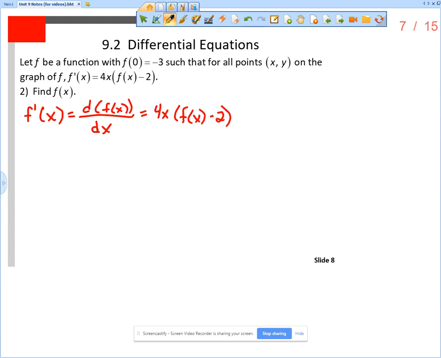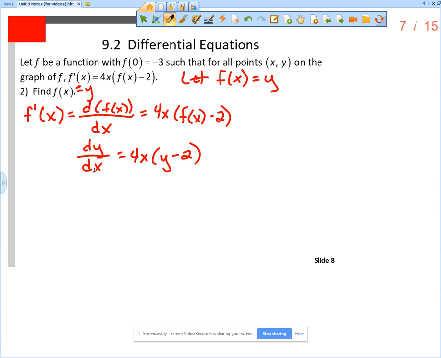Now, here's the thing that people get confused about. I've got x here, and then I've got x here, but here's the thing. Let's let f of x equal y. So if I rewrite this, I have dy/dx equals 4x times y minus 2. So now, if I want to find f of x, I'm really finding y, aren't I? And so this looks more like the differential equations that we're used to.